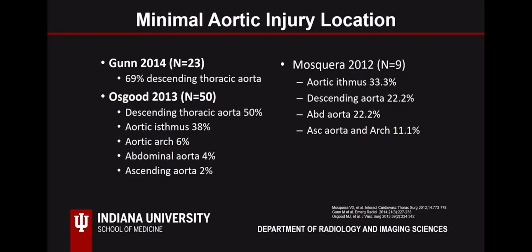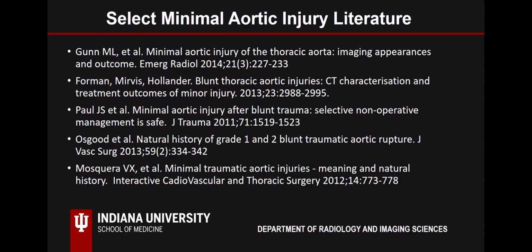Minimal aortic injuries are most frequently encountered in the descending thoracic aorta. However, compared to major aortic injuries, they are more spread out and distributed along the course of the aorta. Here's a list of some of the most recent literature on minimal aortic injuries, which I'll summarize on the next slide.